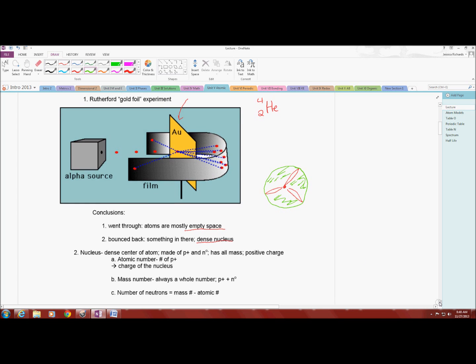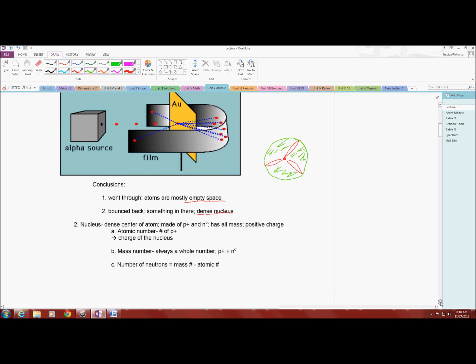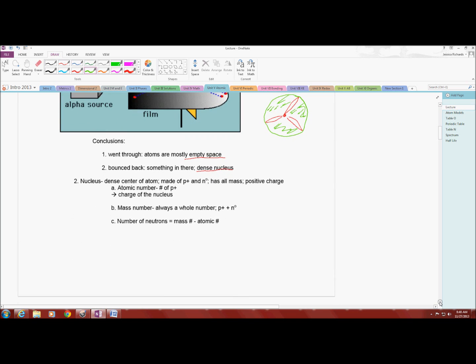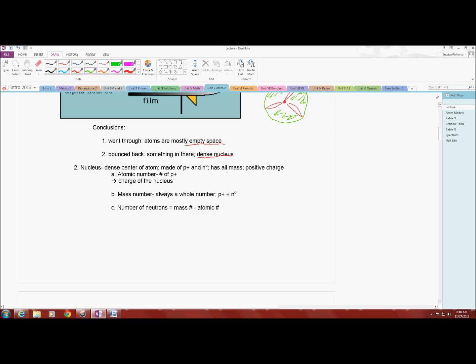So our model of the atom has a dense nucleus where the protons and neutrons are found. That's where the mass is. It always has a positive charge. The positive charge is always going to be equal to the number of protons in its nucleus. The number of protons in its nucleus is its atomic number. The mass number is always a whole number. We're going to round that off, and it's protons and neutrons added together. If we want to find the number of neutrons, we subtract mass number and atomic number.